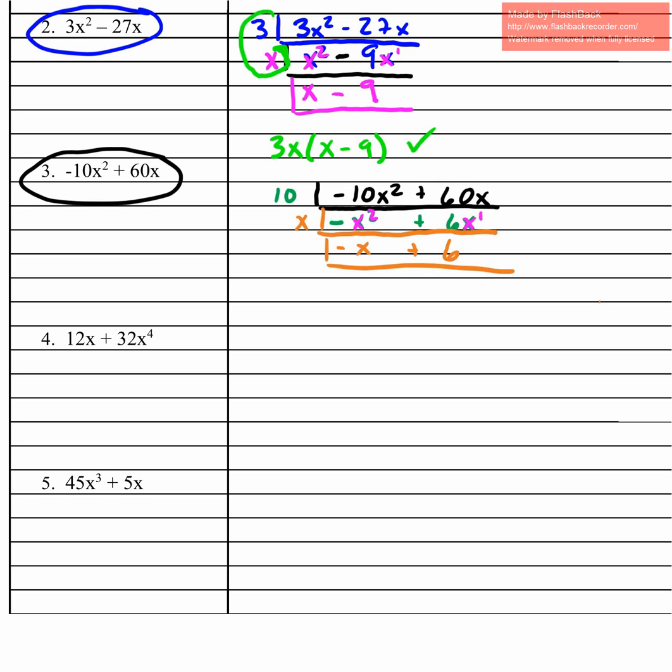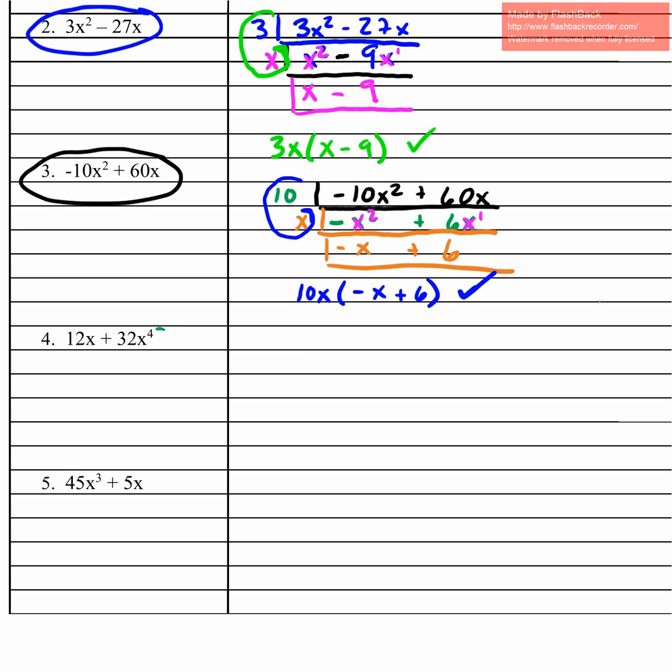So again, on the outside here is our GCF. And so we have 10x. And then we have our leftover. So negative x plus 6 is our leftover. Give me a little check. On fire. All right, so we got 2 more left.